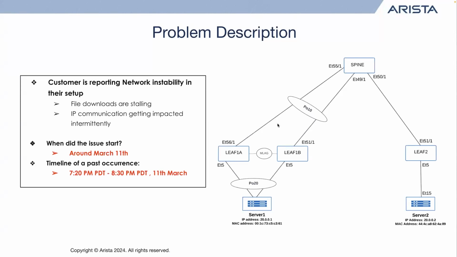For our troubleshooting, we are going to make use of a partial topology, as you can see on the screen. And when we asked the customer when they started to see this issue happen, they said that the issue started somewhere around March 11th. Looking at one of the past occurrences, we saw that it was between 7:20 p.m. Pacific time and 8:30 p.m. Pacific time on the 11th of March.